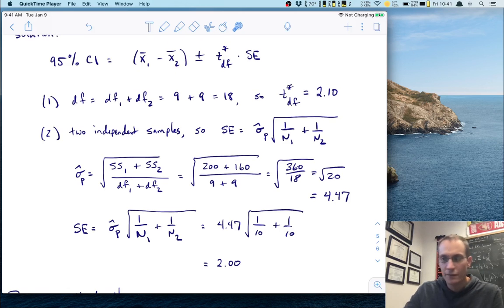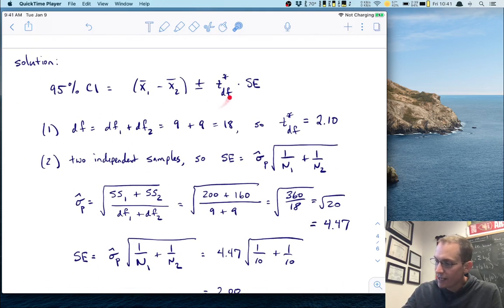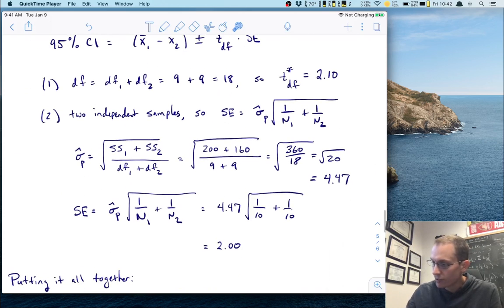Okay. So we've got the means. Those were given to us above. In fact, we should go back and look at what those were. Those were 93 and 85. We've got T star DF, which turned out to be 2.10. And we've got the standard error, which turned out to be 2. So let's put it all together.